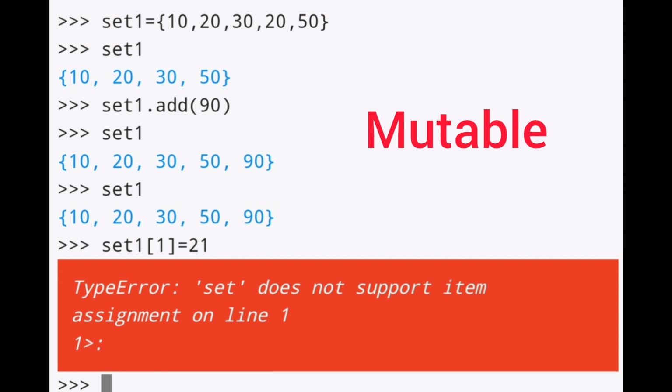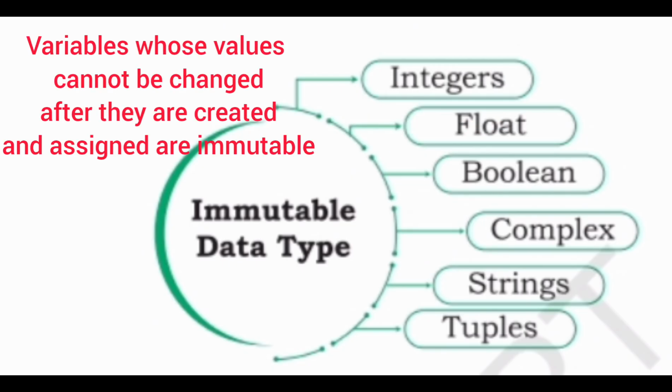So using that add, we will be adding an element. Set 1 of add 90. Now if you try to print set 1, 90 has been added, so it is showing elements of size 5. But you can't change the content by indexing, so it is showing an error.